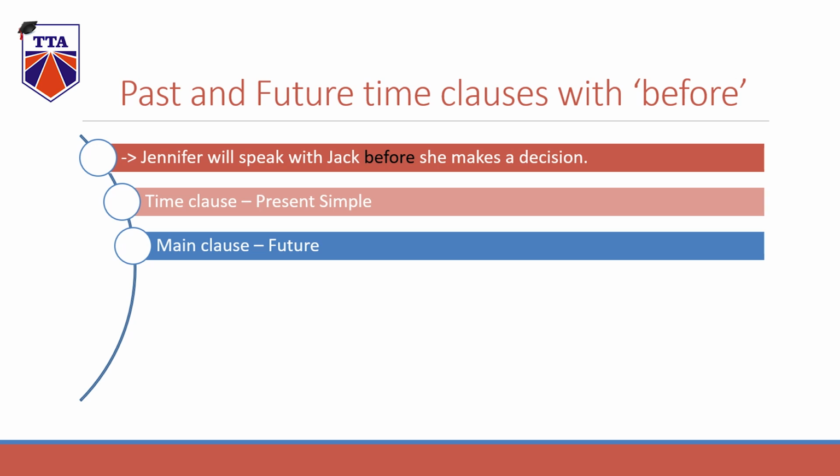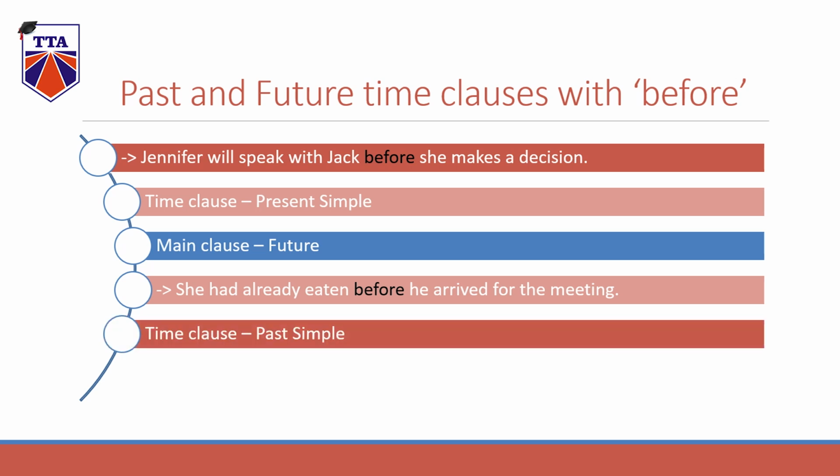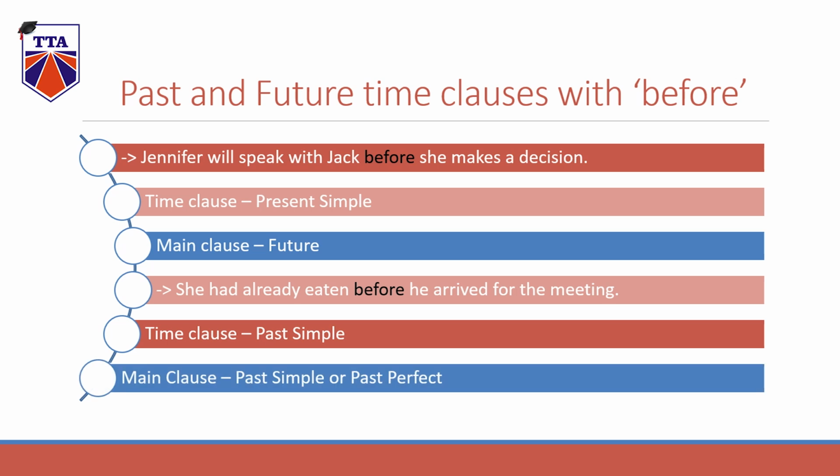Now let's discuss the past clause with before. The example is she had already eaten before he arrived for the meeting. You can see the time clause before he arrived for the meeting is in simple past. The main clause she had already eaten is past perfect. It can also be past simple in some cases.